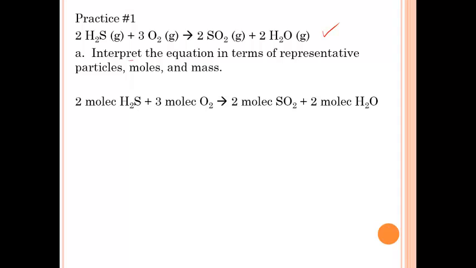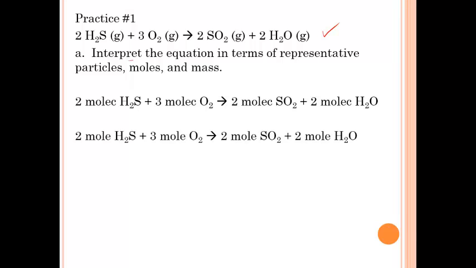But we can also use the coefficients for moles as well. So we have 2 moles of the H2S, 3 moles of the O2, 2 moles of SO2, and 2 moles of H2O. So we have taken care of the representative particles and the moles. Those have been interpreted by writing out these equations here. And now we want to look at mass. Now this equation doesn't tell us the mass. This is something that we're going to have to calculate.